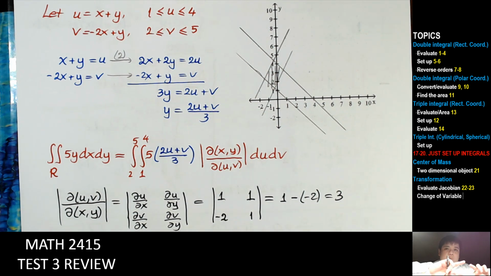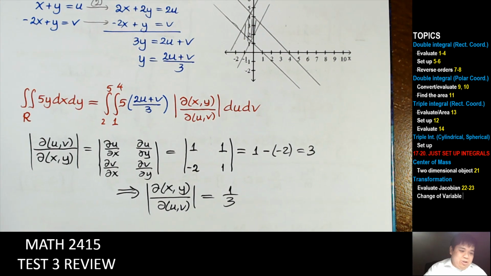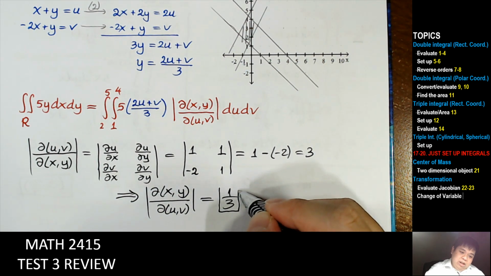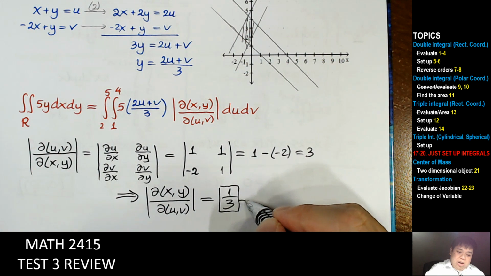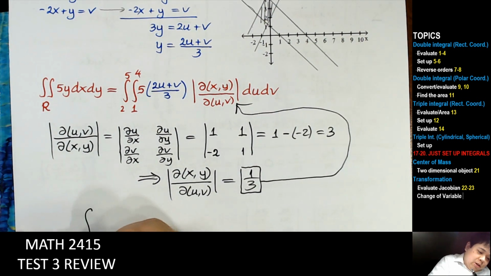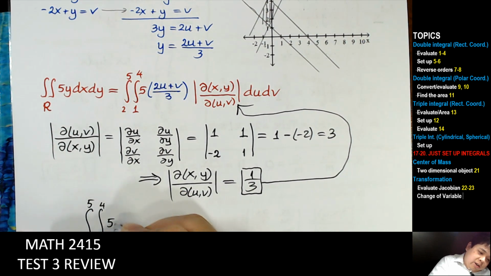Now we want the other one, so all we need to do is flip both sides. We just do the inverse on both sides. So the Jacobian of xy over uv is equal to 1 over 3. That way we don't have to actually solve for x and y in terms of u and v. If we have u and v in terms of x and y, we just do that and then take the reciprocal. Finally, the integral is from 2 to 5, 1 to 4, 5, 2u plus v over 3.